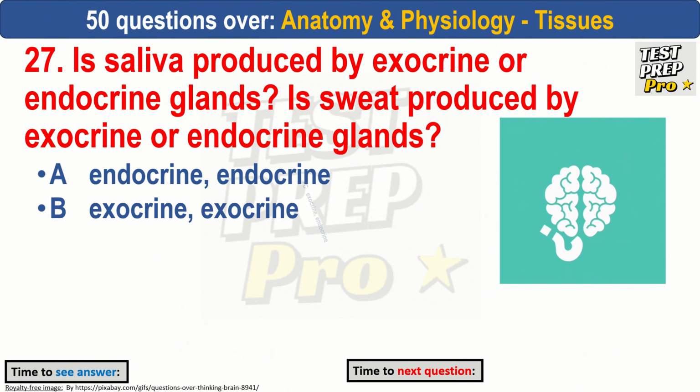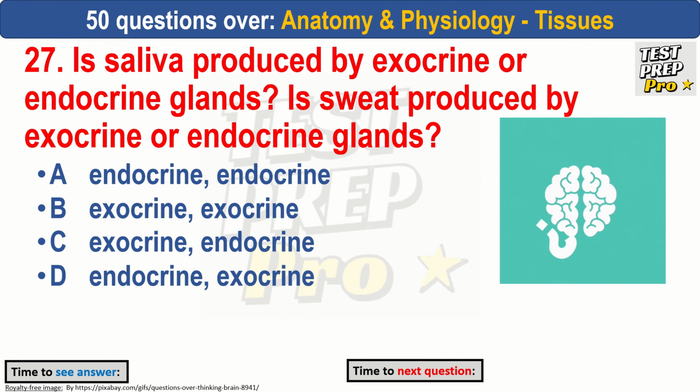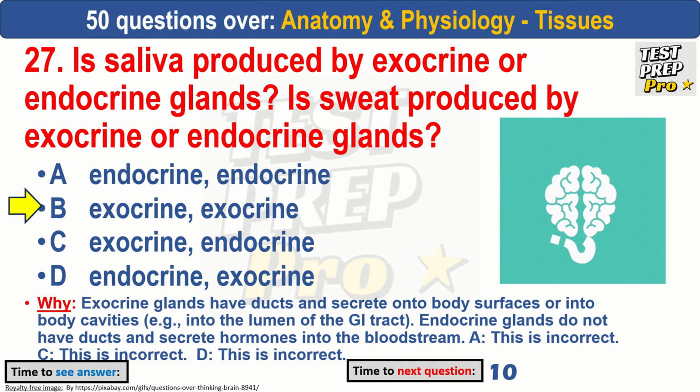Is saliva produced by exocrine or endocrine glands? And the second part of the question, is sweat produced by exocrine or endocrine glands? So is it A, endocrine, endocrine, B, exocrine, exocrine, C, exocrine, endocrine, or D, endocrine, exocrine? The answer is exocrine, exocrine. So both saliva and sweat are just secretions to body surfaces in a way, either inside or outside.